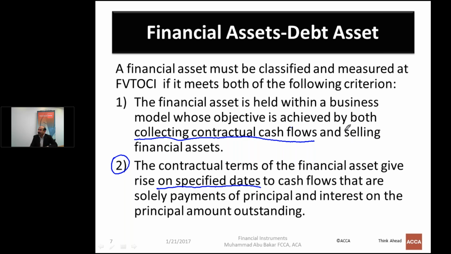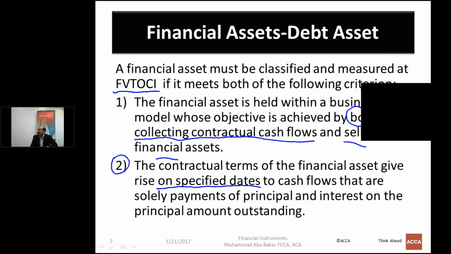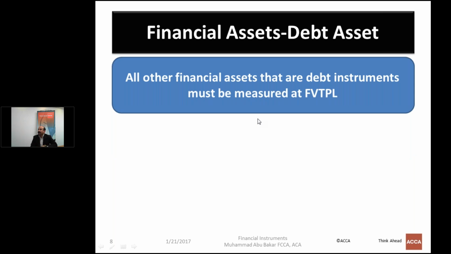So the additional thing is this: selling the financial asset. If both are the objectives, and the second condition is being met, then this must be classified subsequently at fair value through other comprehensive income, and all other debt financial assets must be measured at fair value through profit and loss.